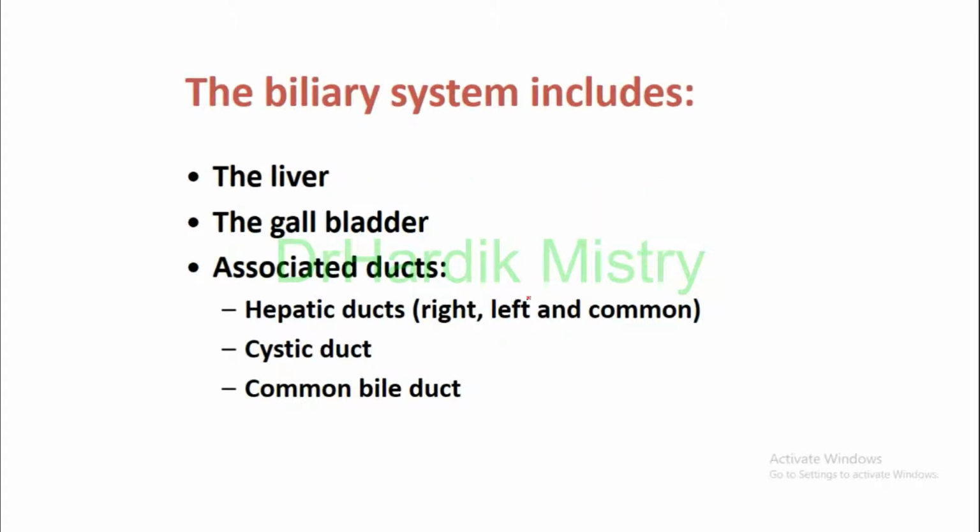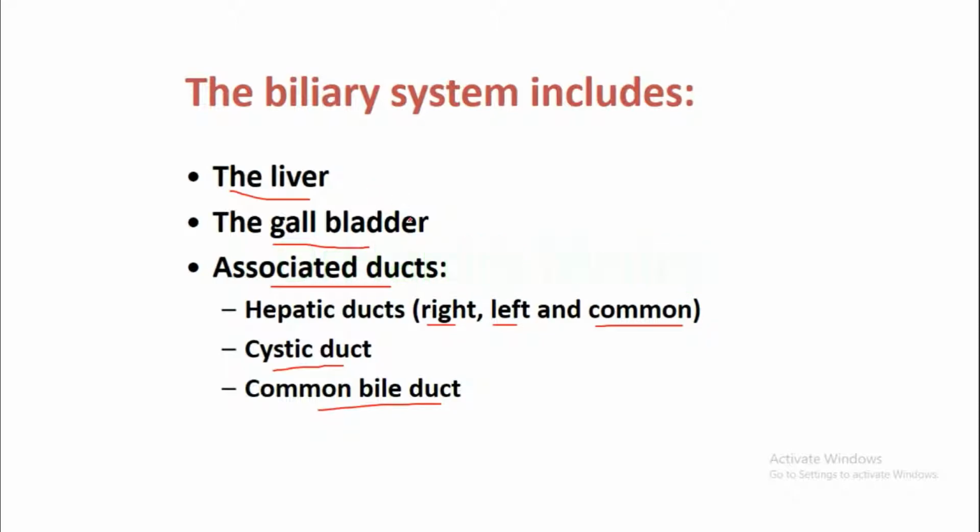So the biliary system includes the liver, the gallbladder and associated ducts. These include the right and left hepatic duct, common hepatic duct, cystic duct, and common bile duct. So this is the biliary system, which is made up of the liver, the gallbladder and the hepatic ducts, cystic duct and common bile duct.